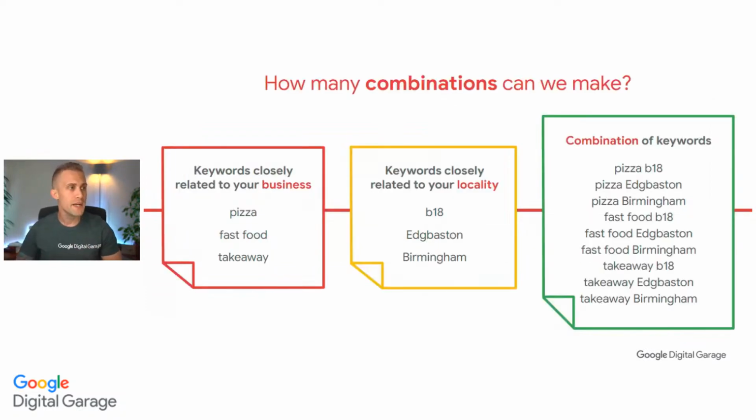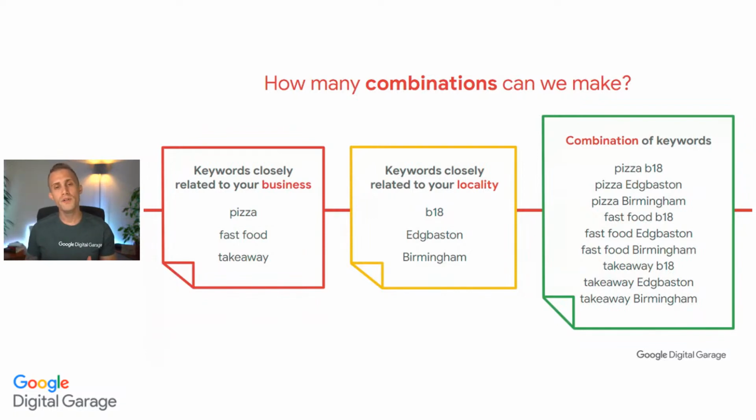Then how many combinations can we make with keywords? Well, there are tons of ways. So when we're thinking about keywords, we need to think about what are the keywords that are closely related to your business. In this particular instance, Paularia's Pizza, it's pizza, it's fast food, and it's takeaway. That's what the business is about.